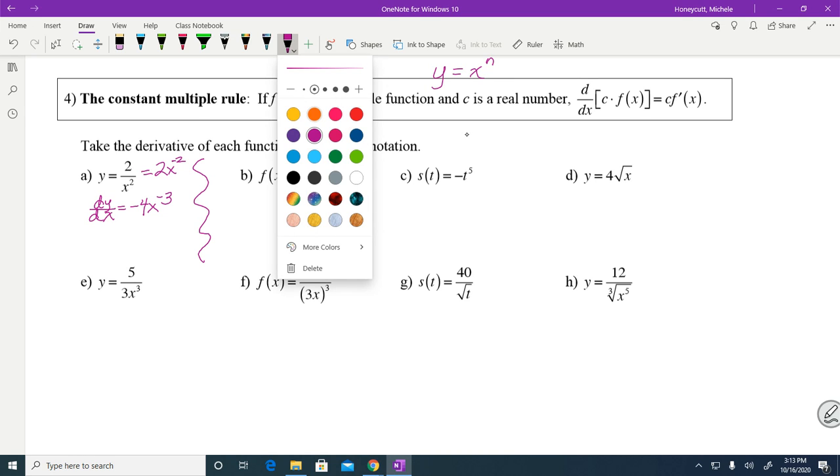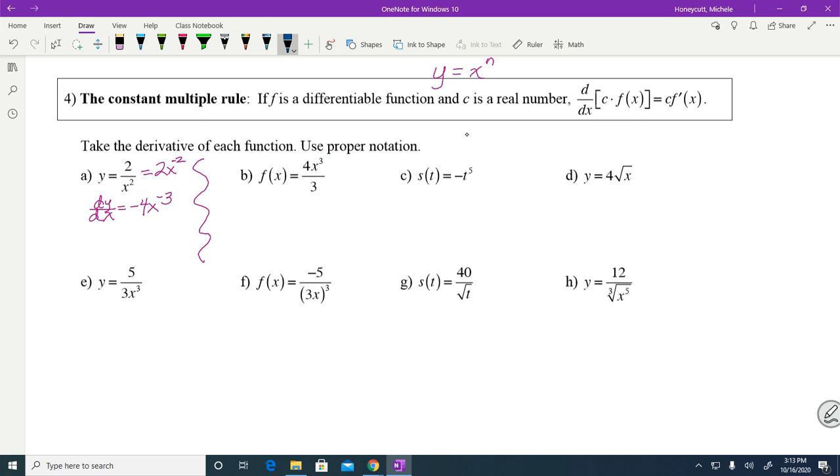On the next one, we see that f of x equals 4x cubed over 3, which is the same as 4/3 x cubed. So when I apply the constant multiple rule, this is f prime, so be careful with your notation. F prime, I'm going to multiply 3 times 4/3 and get 12/3 x squared, because I subtract 1 from the exponent, and then 12 divided by 3 is 4. So f prime of x equals 4x squared.